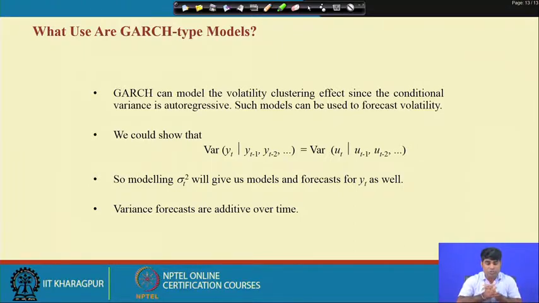So, as far as usage is concerned, what type of GARCH models do we need? GARCH can model the volatility clustering, to study the effect. Since the conditional variance is autoregressive, such models can be used to forecast volatility simply. The procedure is that you have to find the variance vectors, and the modeling will be done through the error variance, and that itself will be used to forecast the main variable, let us say Yt. Variance forecasts are additive over time, which is the big advantage of this particular process.